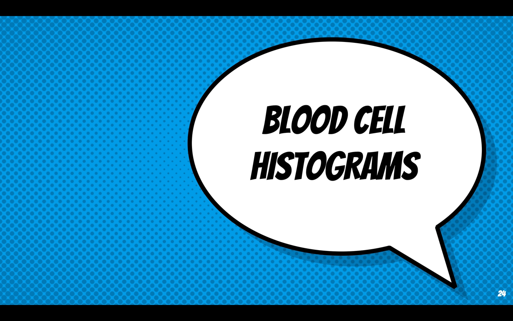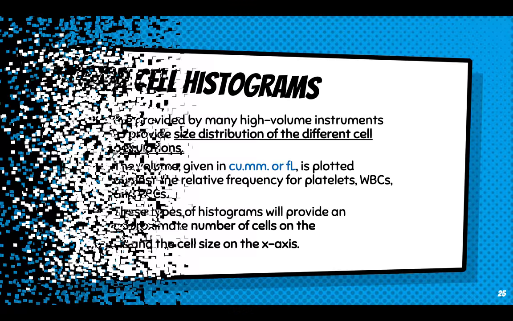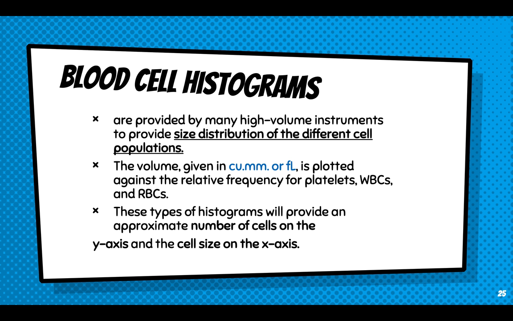So blood cell histograms, yes, we have different blood cell histograms. Like I've mentioned, we have your red blood cell histogram, we have your WBC histograms, and we also have your platelet histograms. So let's go first to your blood cell histogram. So what are blood cell histograms? Specifically, your red cell, this is your RBC histograms. So your RBC histograms are provided by many high volume instruments to provide size distribution of different cell population.